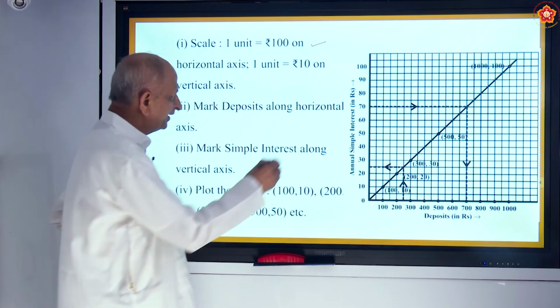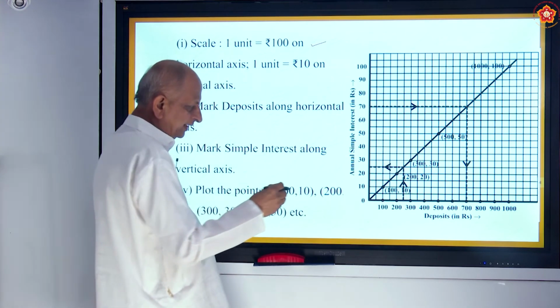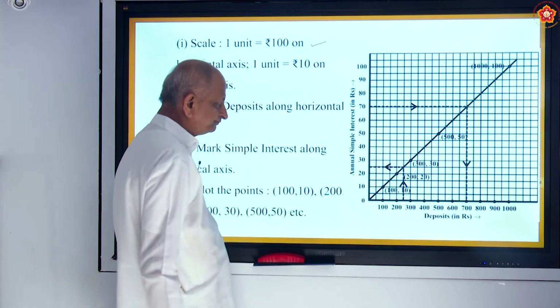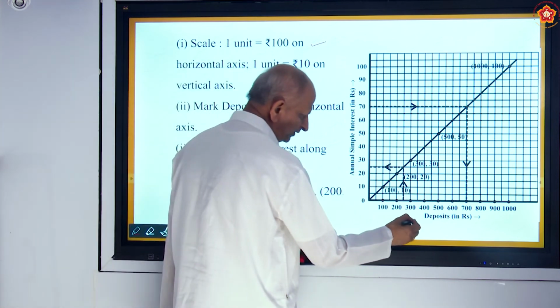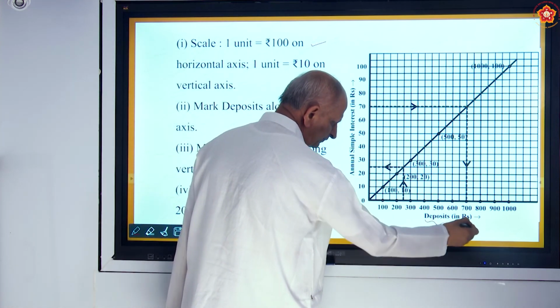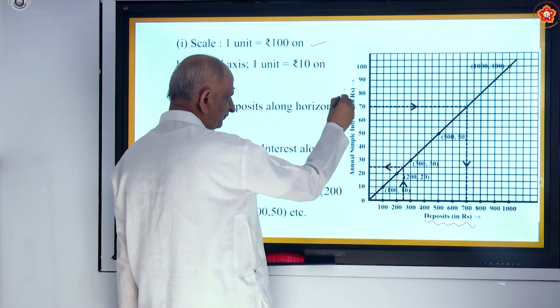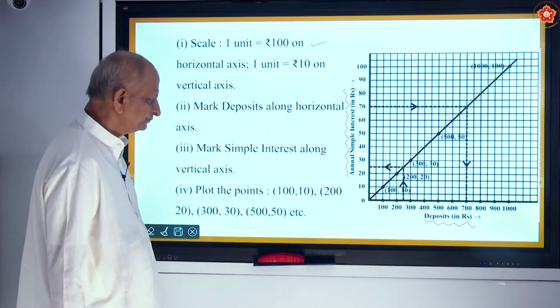And maximum is 100 rupees. You must see which is maximum. In the x-axis, 1000 is the maximum. In the y-axis, 100 is the maximum. So, like that you must take. So, what have you taken in the x-axis? Deposits in rupees, and in the y-axis you have taken simple interest.